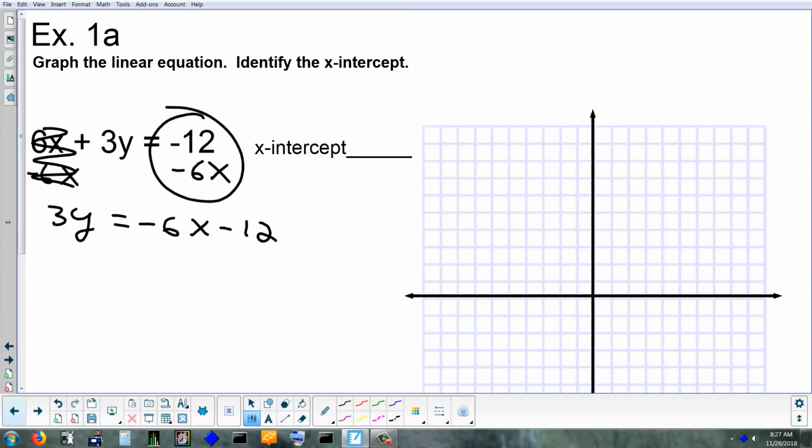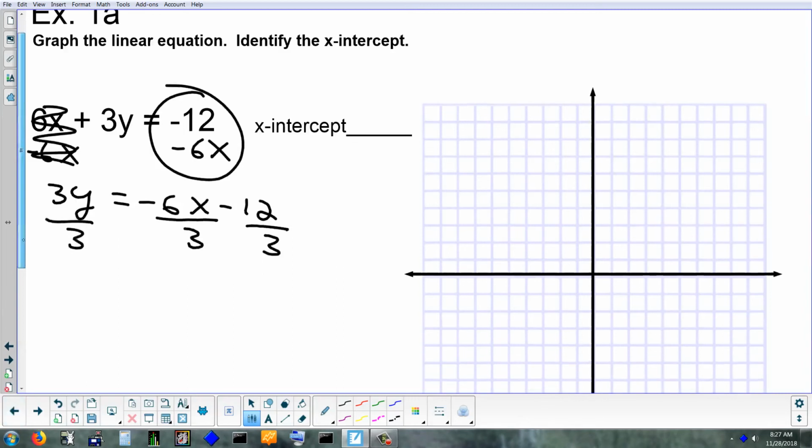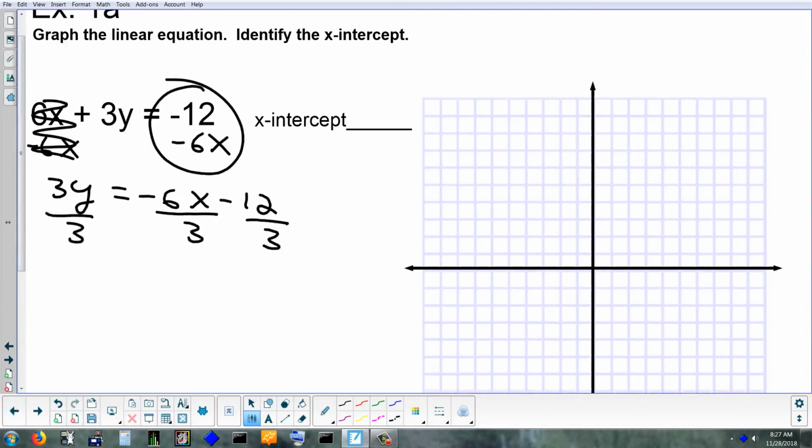We're going to have to divide by 3. Here, here, and here. That's the trick some people forget. They don't do it in every spot. When you do division, you have to do it in every spot. So, Ryan, what's 3 divided by 3? 1. Perfect. So that's gone. So now we just have y equals.